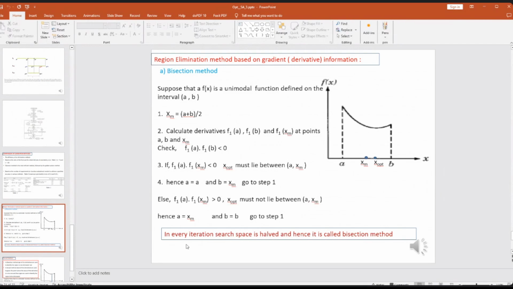You have to calculate the derivative using numerical methods. I have already shown that for calculating a derivative by numerical methods, you have to evaluate only the function values at the points. Do you agree or not? Yes, sir. The function is given, the points a, b and xm are known, so we can evaluate f1a, f1b, f1xm. These are the derivatives. Now you will check whether f1a into f1b is less than 0 or not.